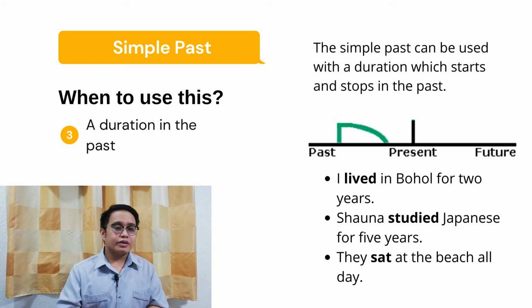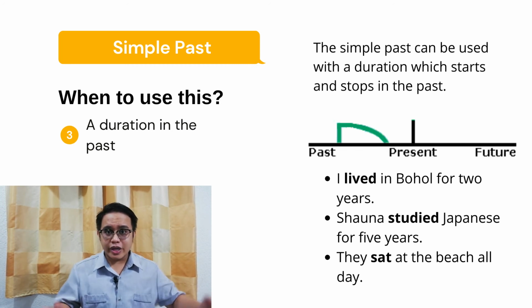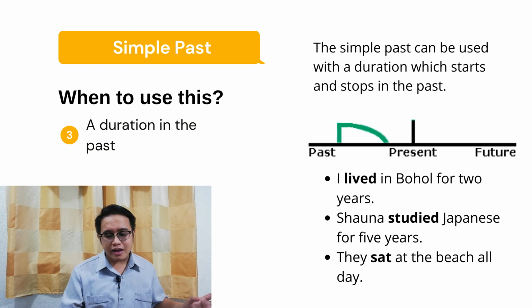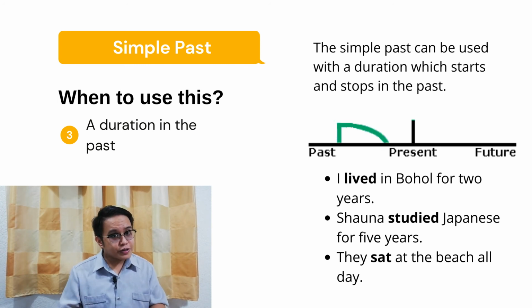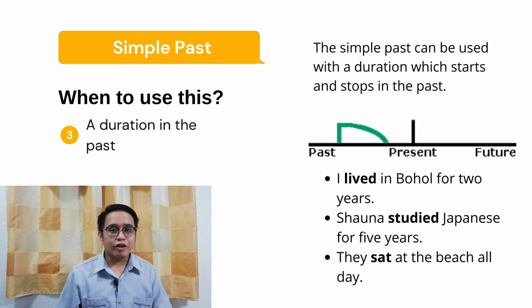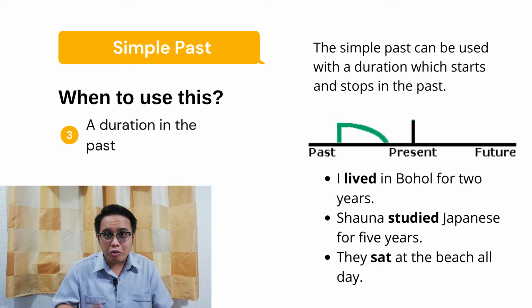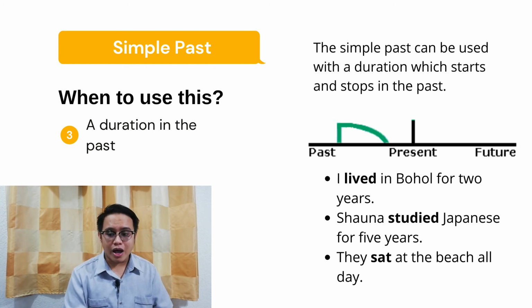Let's say for example here, I lived in Bohol for 2 years. So, katong 2 years, in the past na siya. So, simple past na itong gamiton. Or, for example, Shona studied Japanese for 5 years. Kanang 5 years, humana na siya. So, studied. Okay? And they sat at the beach all day. Tibuok adlaw, nahuman naman siya. So, they sat. Simple past ang atong gamiton. And sat there is an irregular verb.